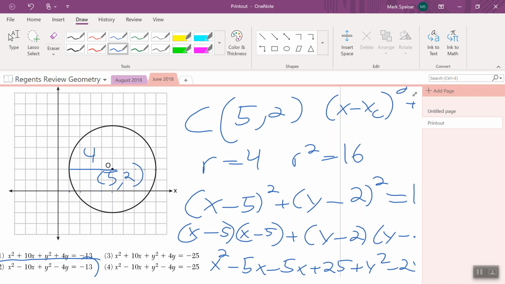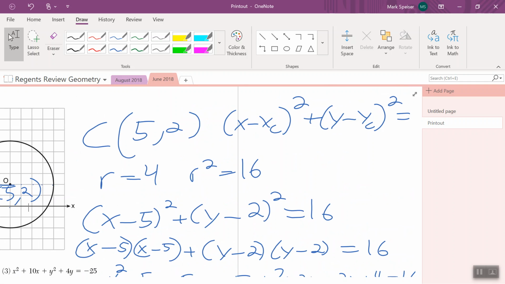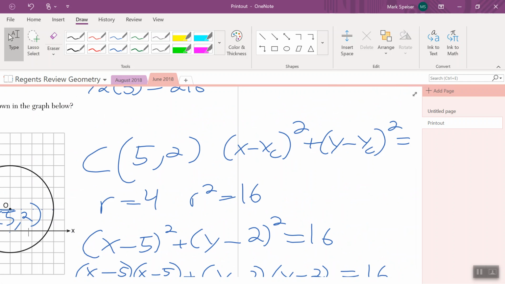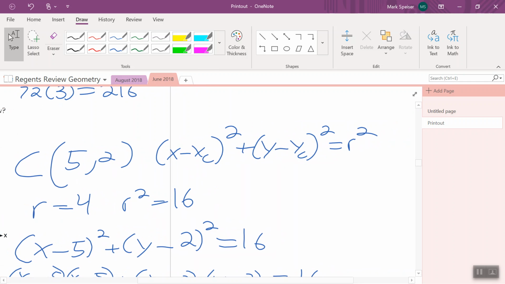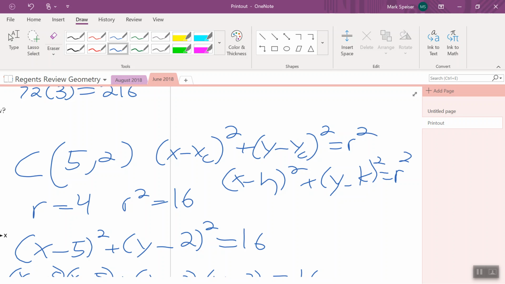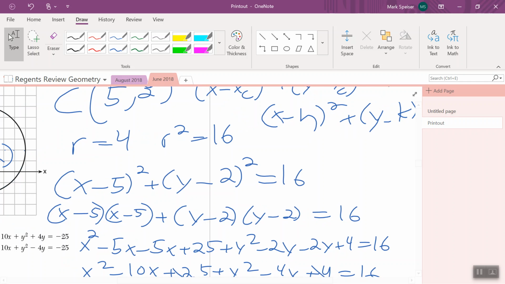So the formula is x minus the x coordinate of the center squared plus y minus the y coordinate of the center squared equals r squared. Some people write the equation also like this: x minus h squared plus y minus k squared equals r squared, where the center has the value h, k, h is the x coordinate, k is the y coordinate. Either formula is fine. Substitute into the formula. First you need to find the radius squared, so radius is 4, the radius squared is 16. So the equation of the circle is x minus 5 squared plus y minus 2 squared equals 16.